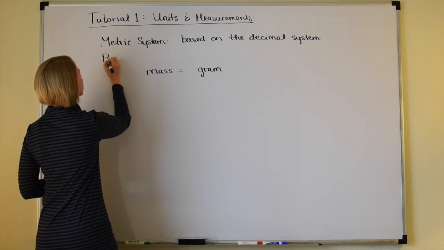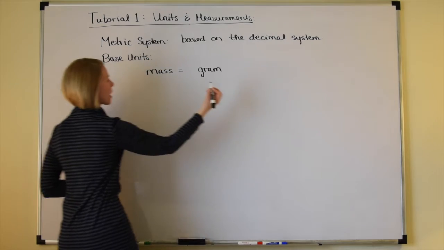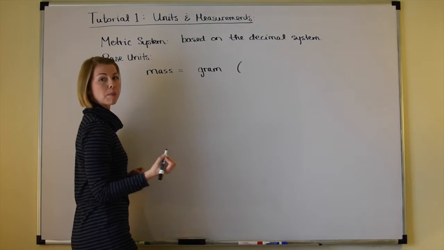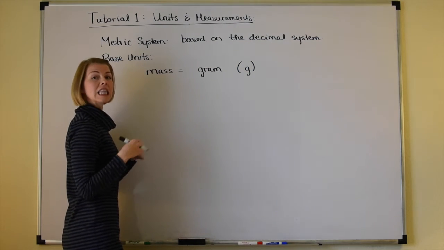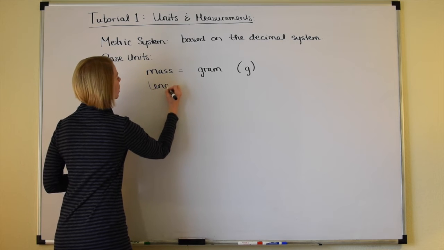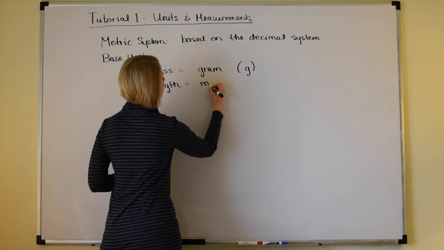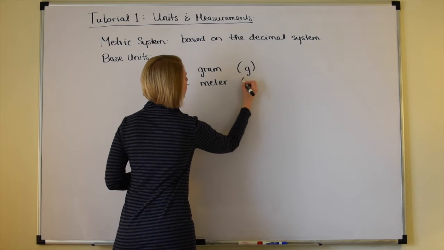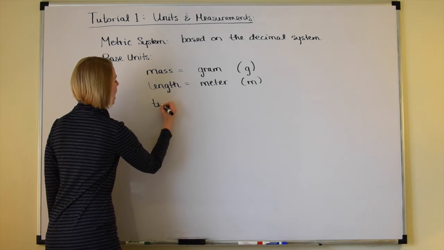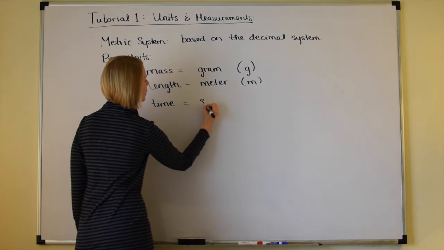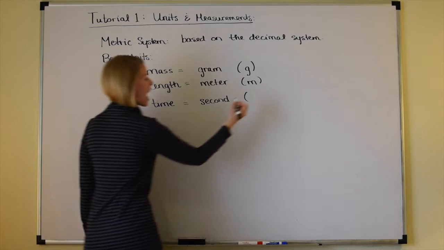Let's write here base units. Okay. And the abbreviation for gram is a lowercase g. If you are measuring length, the base unit is the meter, abbreviated with a lowercase m. If you are measuring time, the base unit is the second, abbreviated with a lowercase s.